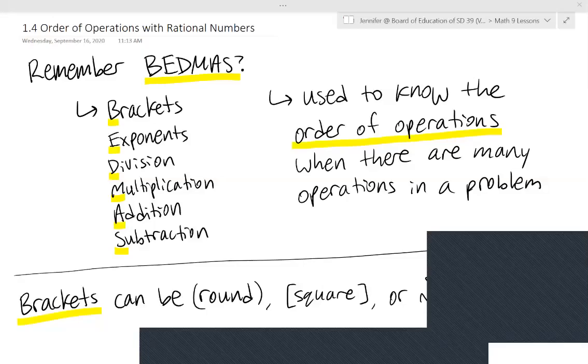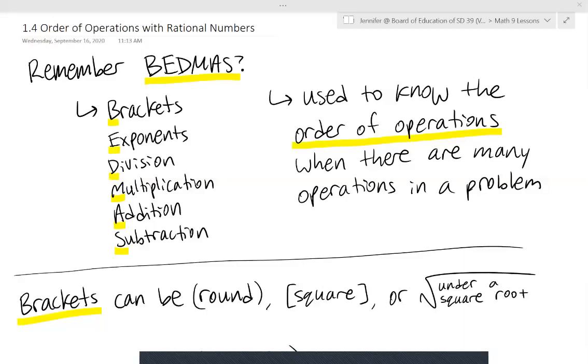This is lesson 1.4, order of operations with rational numbers. This is the last lesson of our chapter 1. So hopefully you remember BEDMAS and you've worked with this before. BEDMAS stands for brackets, exponents, division, multiplication, addition, subtraction. And this acronym is used to know the order of operations when there are many different operations in a problem.